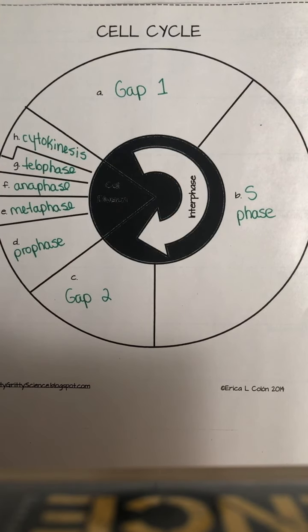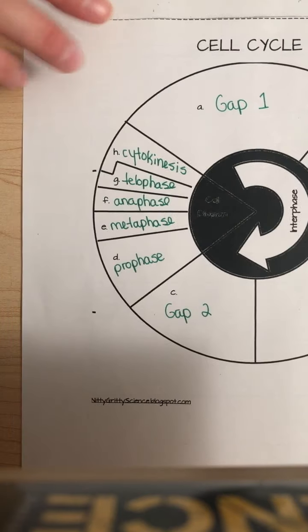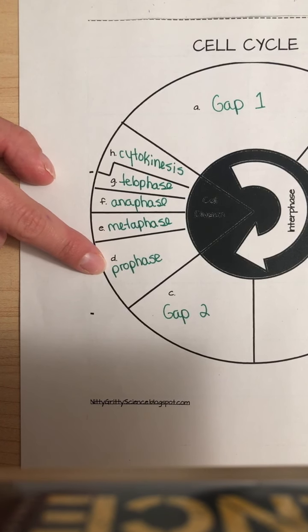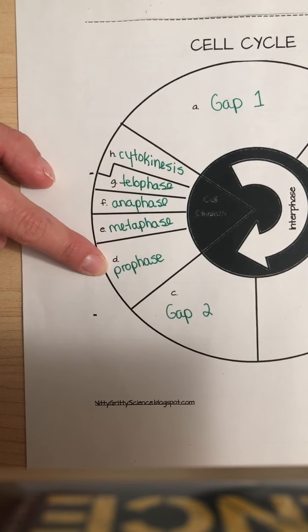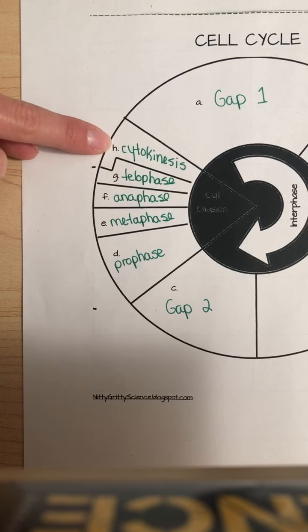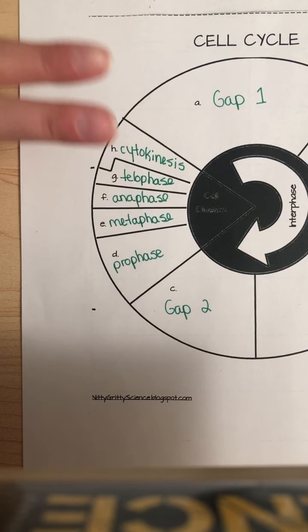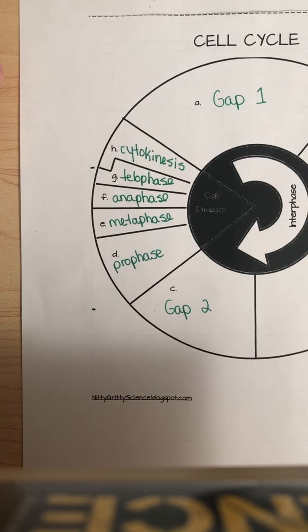So yes, it's during interphase that DNA is copied, okay? And then the copies of the DNA are separated during mitosis or cell division. So remember, in mitosis, we have prophase, metaphase, anaphase, telophase, and finally cytokinesis is when the two cells are officially split, okay? And mitosis creates two new identical cells, okay?